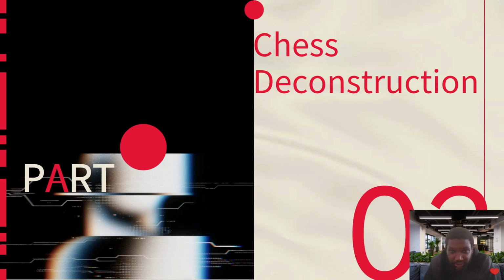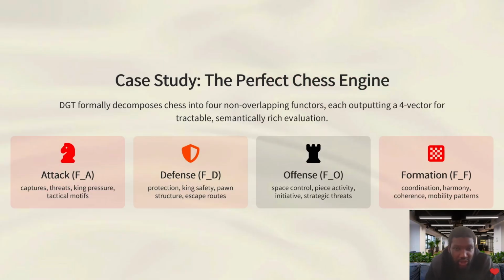It's not easy to do. It's feasible, it's not easy to do. Part ends. Now, class chess construction. Case study: the perfect chess engine.